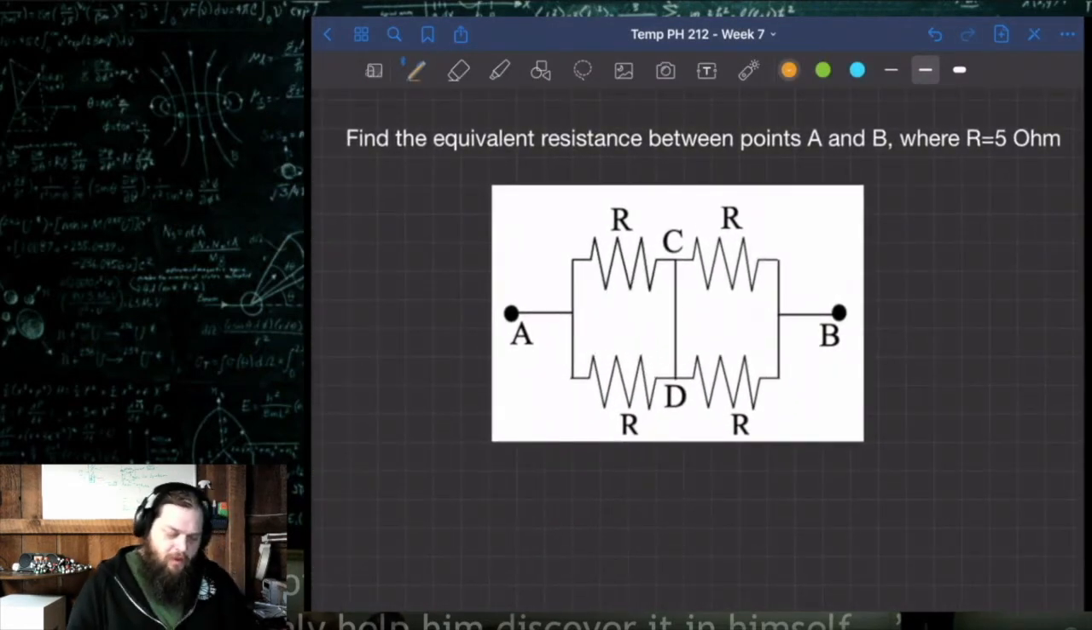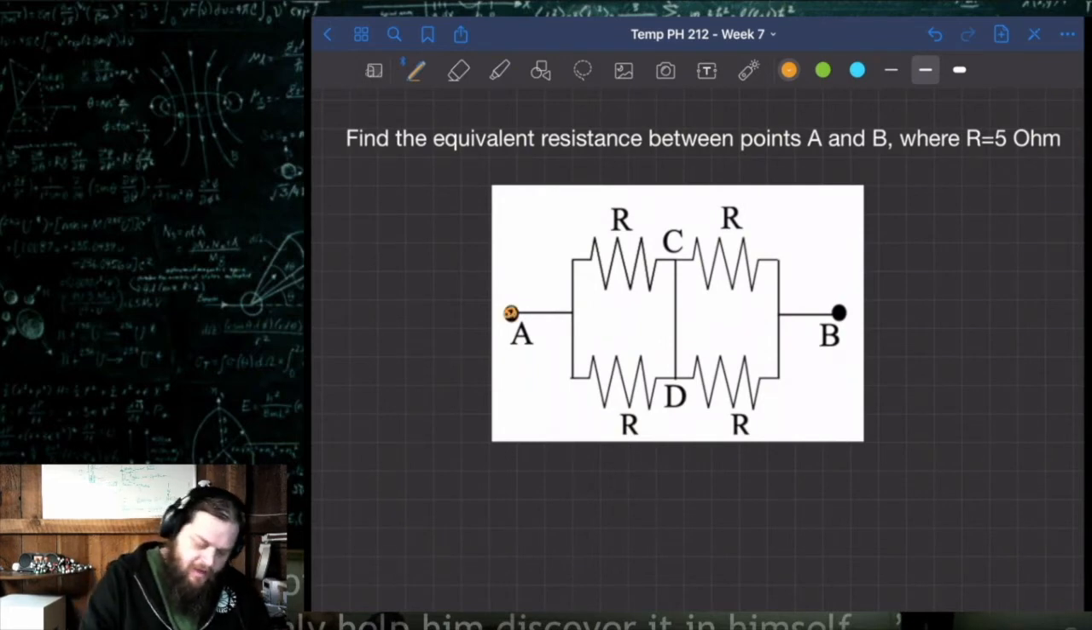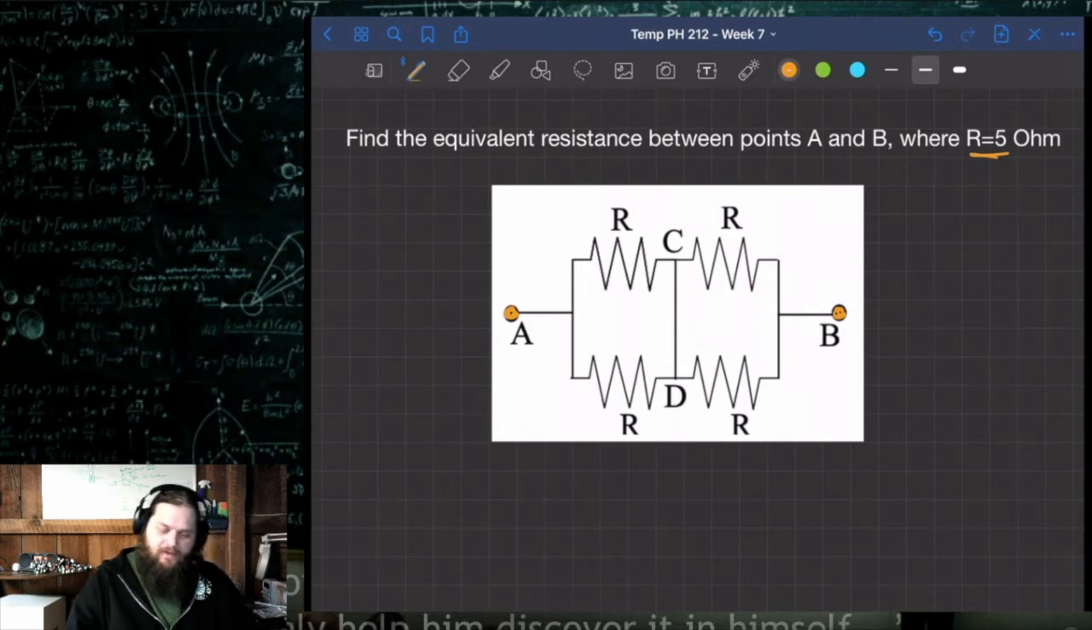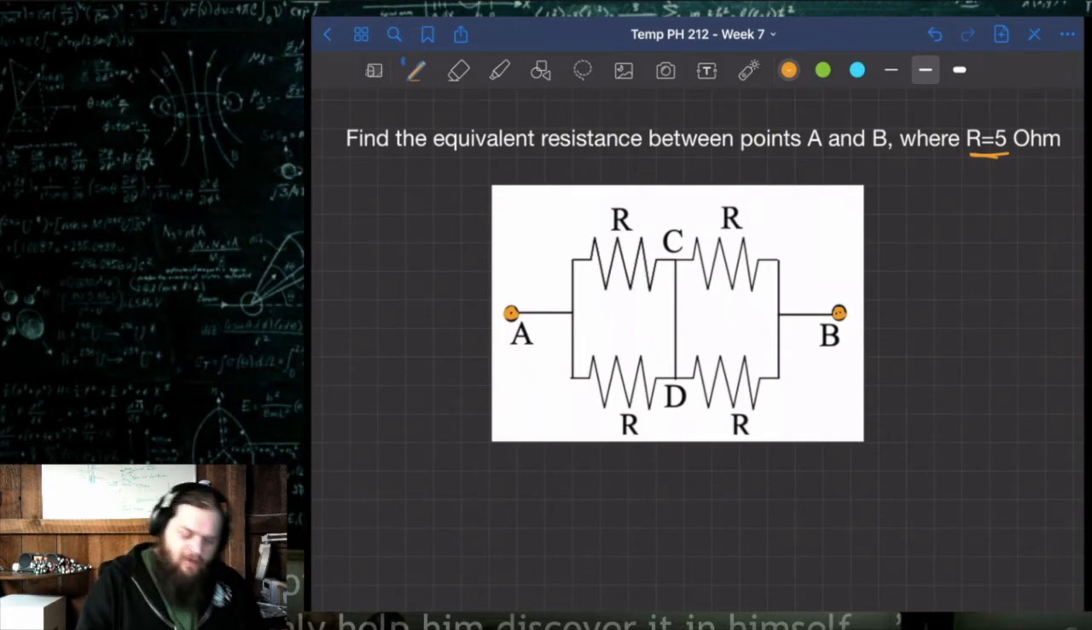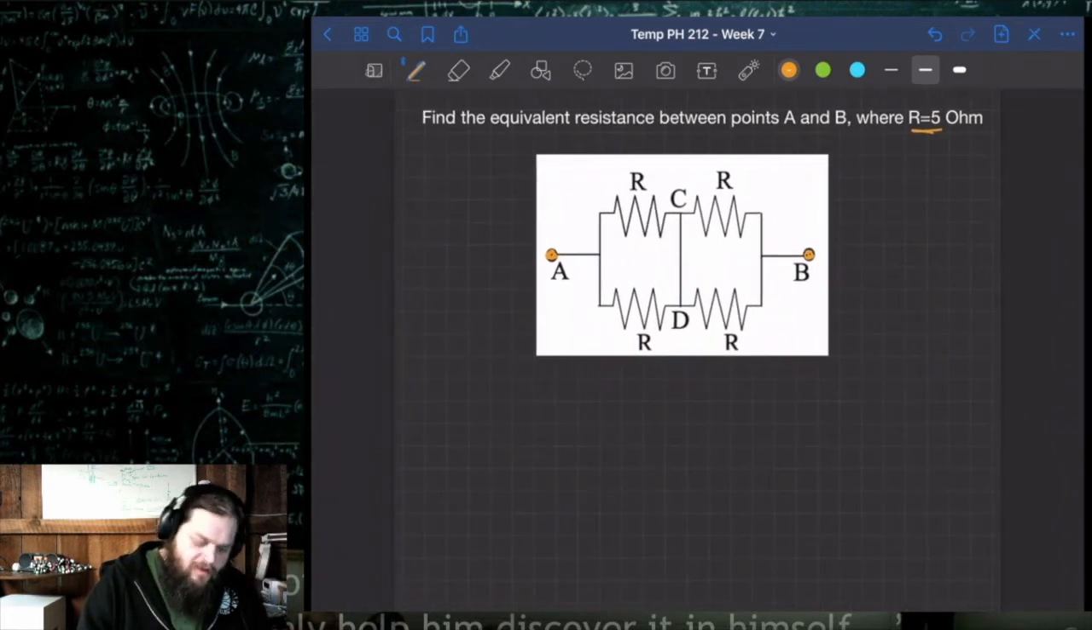In this one, we want to find the equivalent resistance between points A and point B, where R is equal to 5 ohms. And here you see there's 4 resistors. They're connected kind of in parallel and in series at the same time. So I'm going to redraw this so it's a little bit clearer. This is how I like to look at it, at least. There's different ways you can look at this.